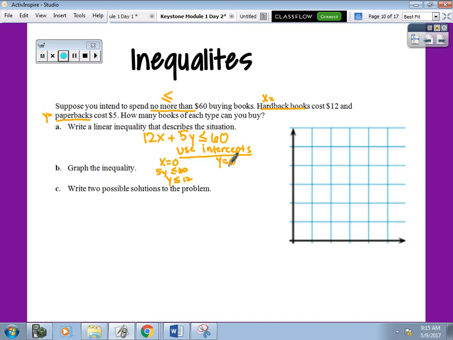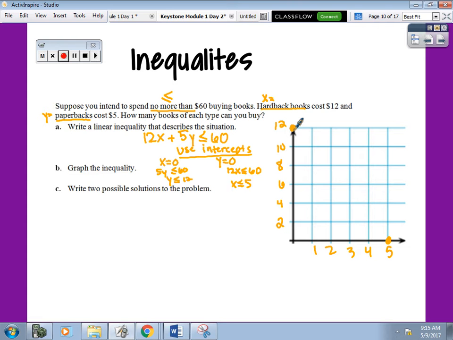When I plug 0 in for y, I'll get 12x is less than or equal to 60. So x is less than or equal to 5. So my x-axis, I need to get to 5. So 1, 2, 3, 4, 5. Put a point. On the y-axis, I need to get to 12. So I would count by 2's. And I will put a closed circle.